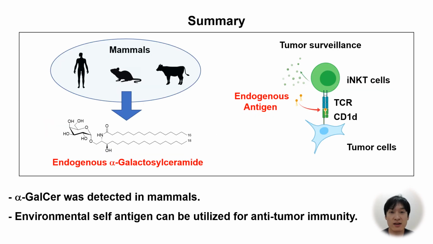This is the summary. We detected alpha-GalCer in mammals. An environmental self-antigen can be utilized for antitumor immunity.